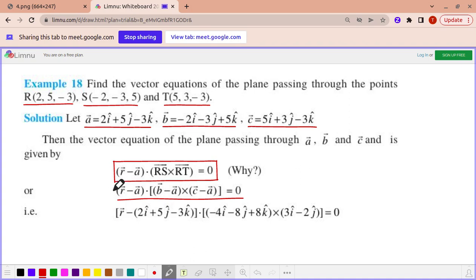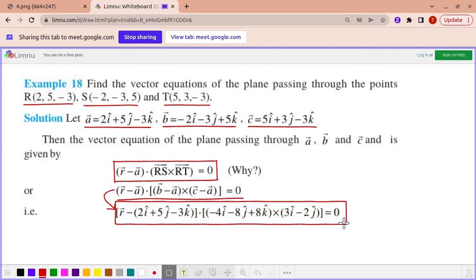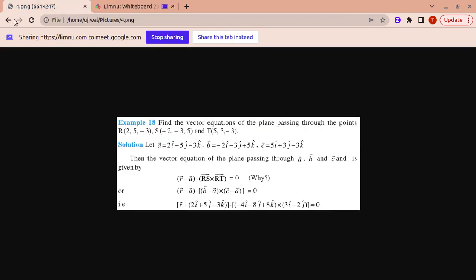And once we apply all these values, the values of the vector A, vector B and vector C, we get this is the required equation. I hope it is clear, dear students, that this is the required vector equation of the plane passing through the points (2, 5, -3), (-2, -3, 5) and (5, 3, -3). Now let us go to the next point.